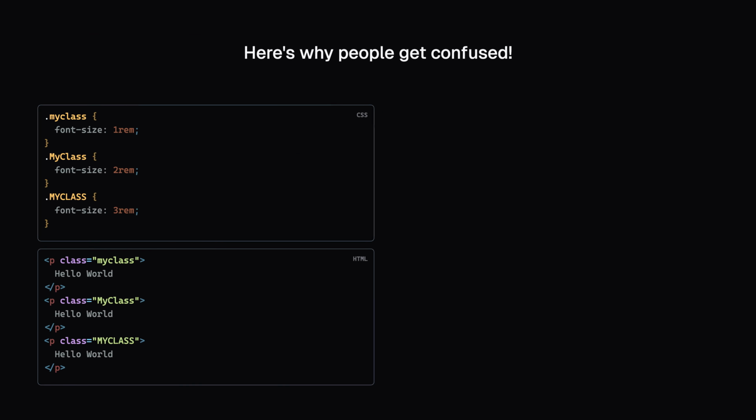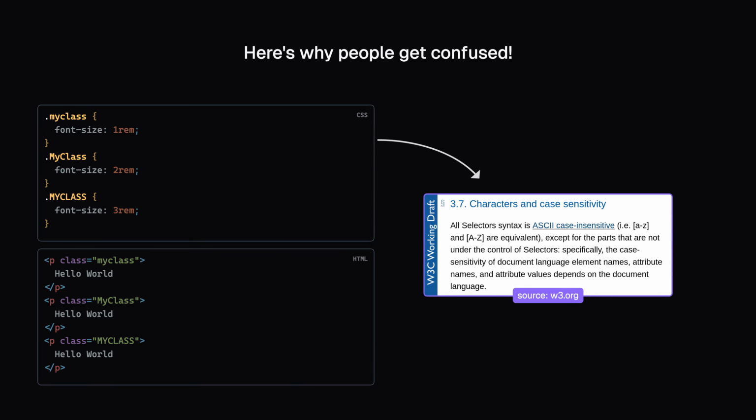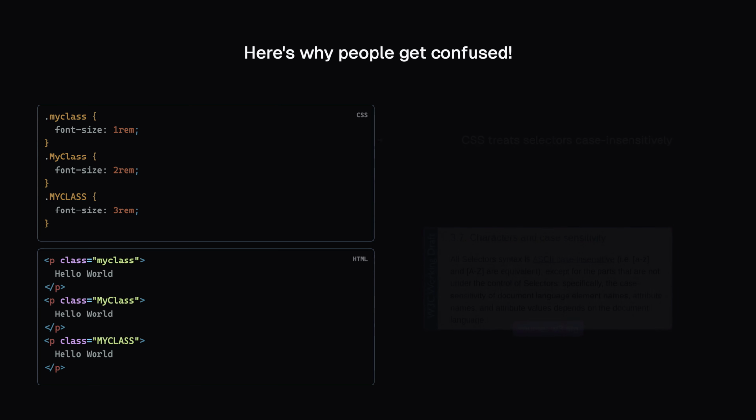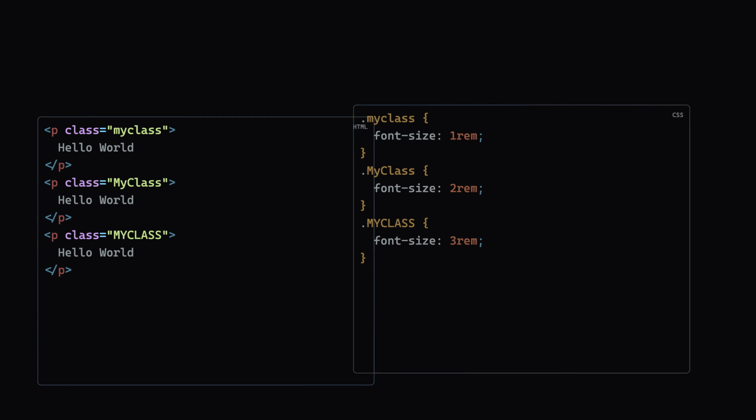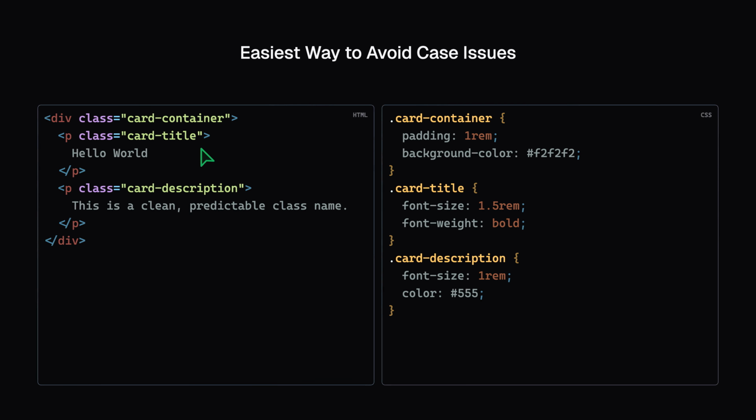But here's why people get confused. Technically, the CSS language itself doesn't care about case. But when it comes to matching your selectors with the actual HTML, the browser follows HTML's rules. And in HTML, class values are case sensitive. Most developers use lowercase with hyphens for class names to avoid any confusion. This way, you never have to worry about case sensitivity issues messing up your styling.